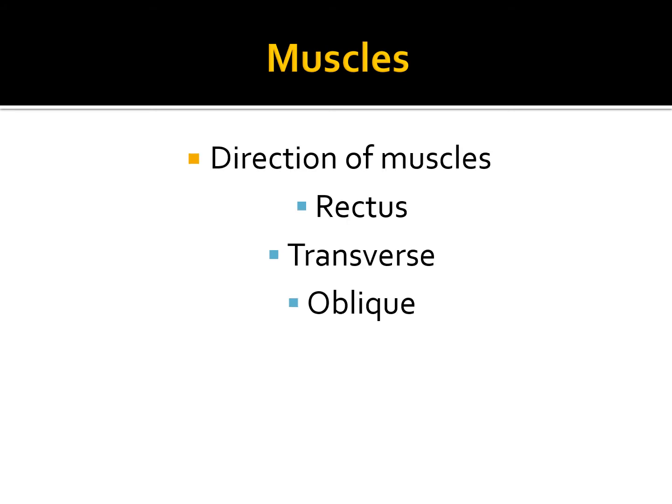Okay, muscle directions of the muscle: the rectus, transverse, and oblique. The rectus is straight up and down. Transverse goes straight across the body, and oblique goes in a diagonal.